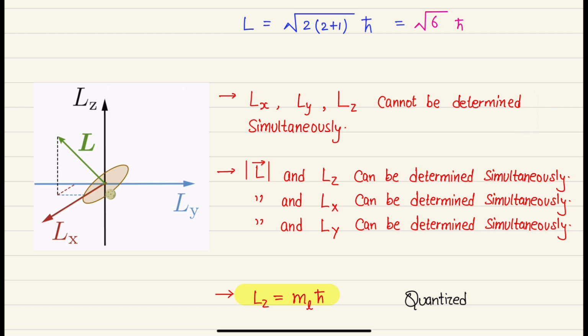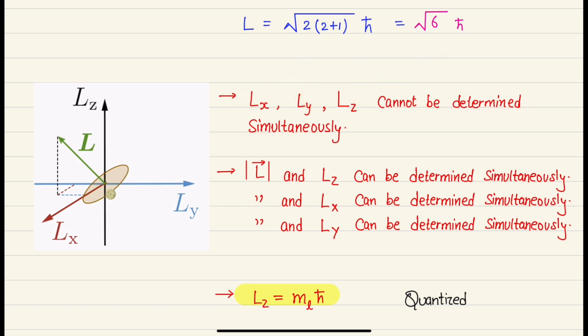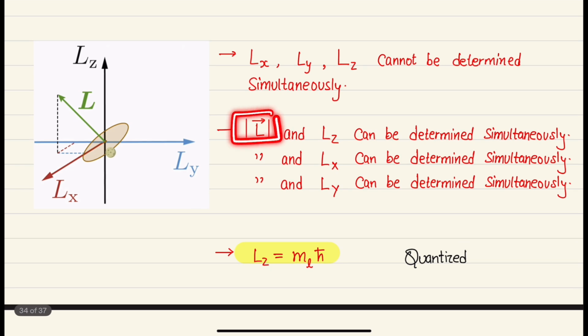So that's why we cannot find the value of Lx, Ly and Lz at the same time, and they cannot be determined simultaneously. For now you can just remember, the reason will become clear in quantum mechanics in more detail. But remember this: Lx, Ly, Lz we cannot determine simultaneously. But the magnitude of angular momentum L and the Lz component we can determine at the same time.